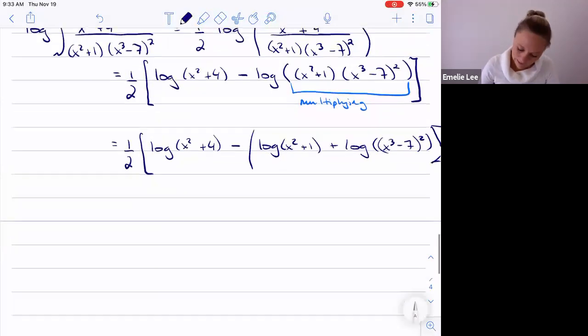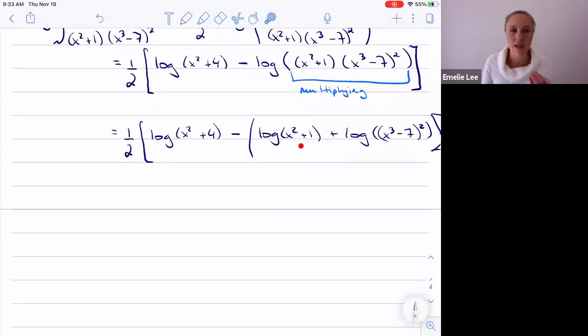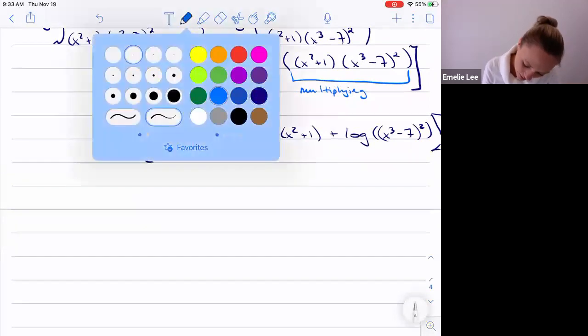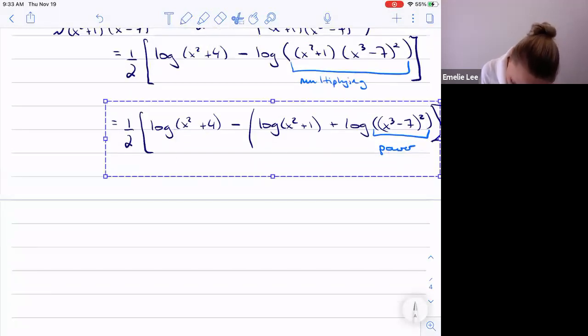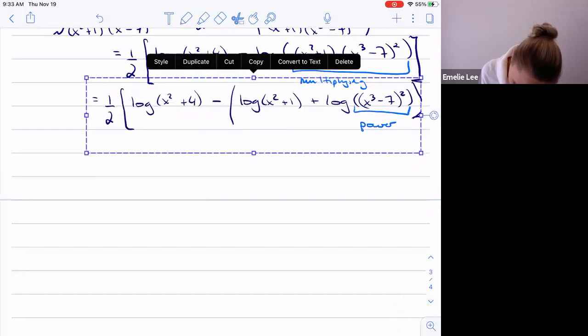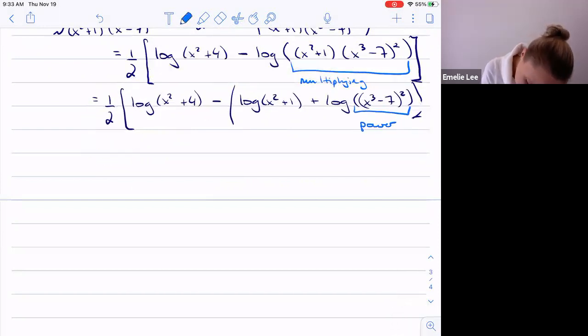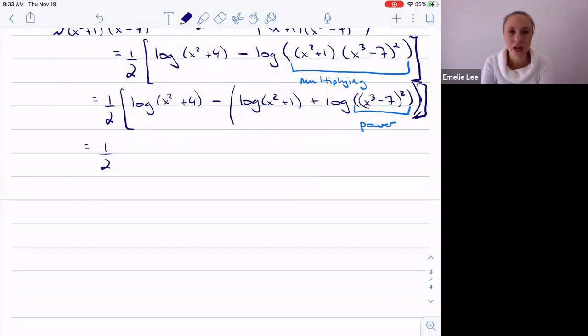Okay. There's nothing I can do here. X squared plus 1, there's no multiplying, there's no dividing, right? Here, I do have a power, right? And it's the power on the outside. So I can bring it down. And I'll scoot this up so it all fits on the same page, hopefully. There. Keep that 1/2 on the outside. Maybe I won't fit it on the same page.